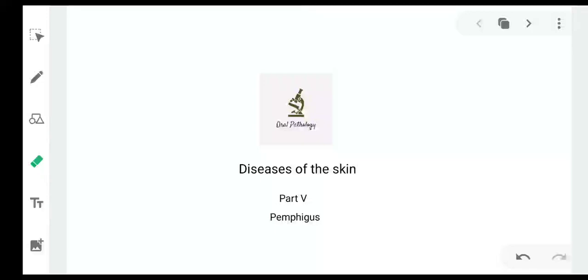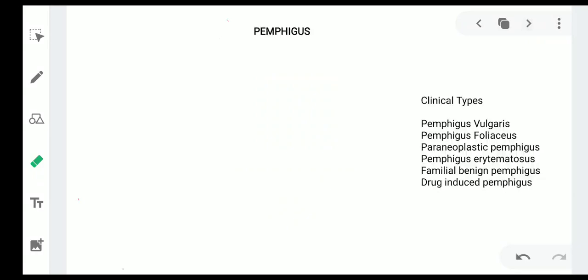In part 5 of diseases of the skin, we are going to discuss pemphigus. Now, pemphigus is a serious chronic skin disease characterized by the appearance of vesicles and bullae, small or large fluid-filled blisters that develop in cycles.